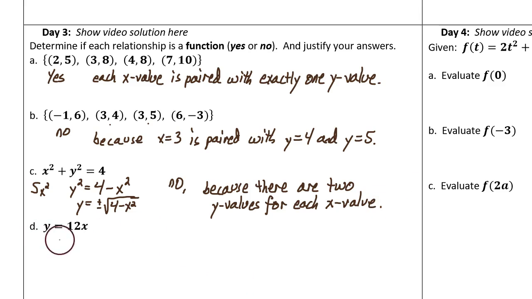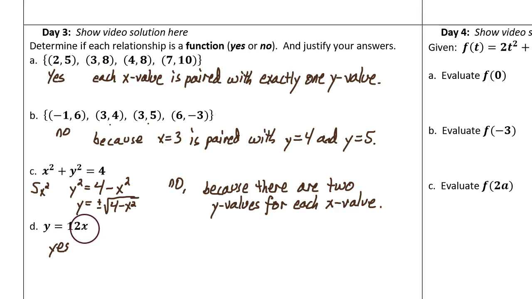Now question D. The equation is y equals 12x. This one is a function because it satisfies the definition of a function. For any number you choose for x, you will only get one y value paired to that x value.